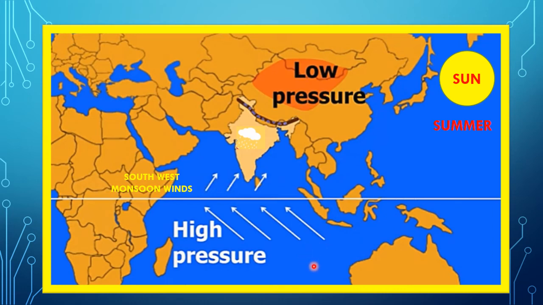When they cross the equator, what happens? The winds get deflected towards the right, and move towards this low pressure area over the subcontinent, and these winds are called southwesterly monsoon winds. And since these winds blow over the warm ocean, they gather moisture and bring widespread rainfall to India.